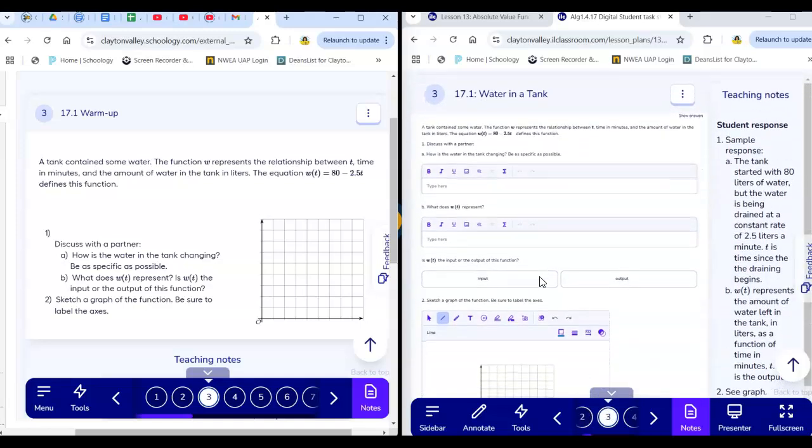So, here we have a tank with some water in it. The function W represents the relationship between T, time in minutes, and the amount of water in the tank in liters. The function W of T equals 80 minus 2.5T defines this function. Okay? So they want you to pause this video and answer these questions right here that they also have in the lesson slideshow. So please pause the video and do your best to answer the questions.